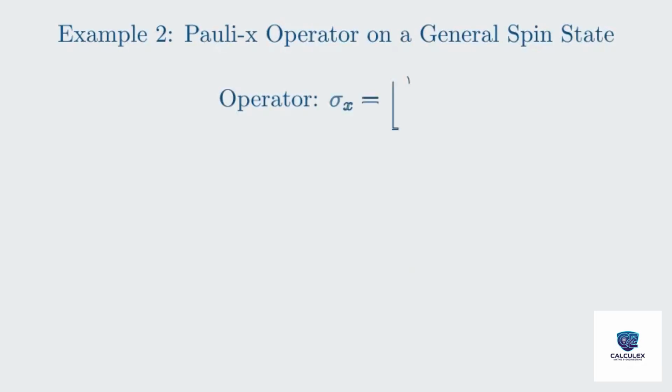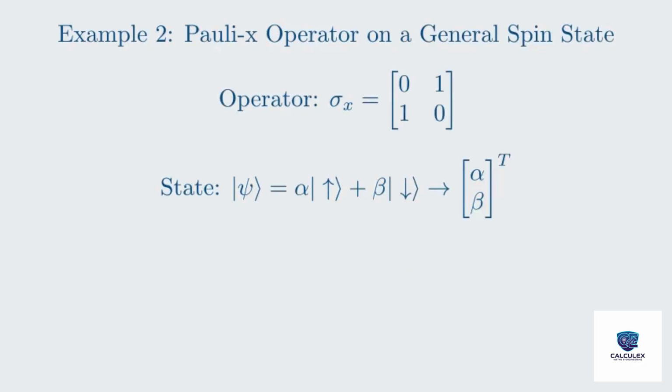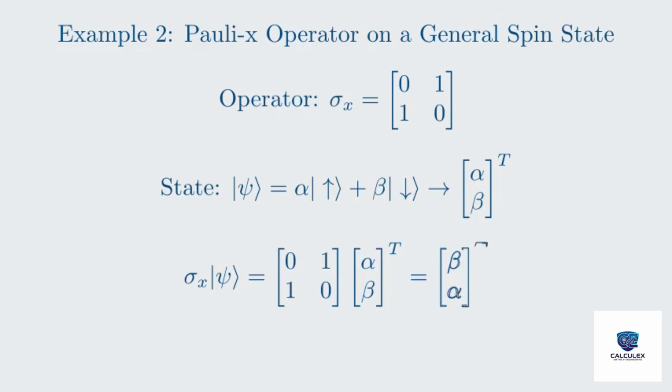For a second example, let's consider the Pauli x operator. Our operator is sigma x, and we'll apply it to the same general spin state. Again, it's just matrix multiplication. Sigma x acting on |psi> is [0, 1; 1, 0] times (a, b). This gives us (b, a).